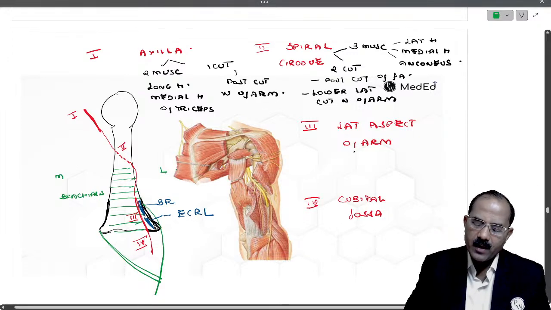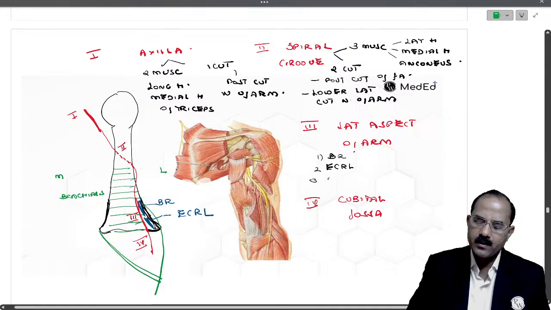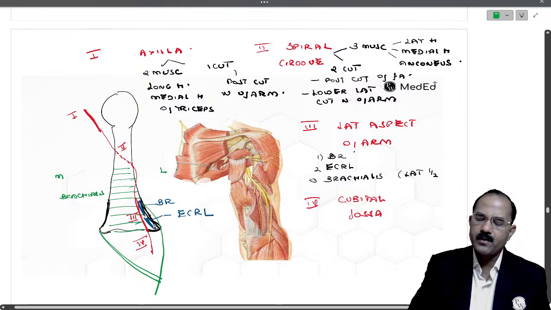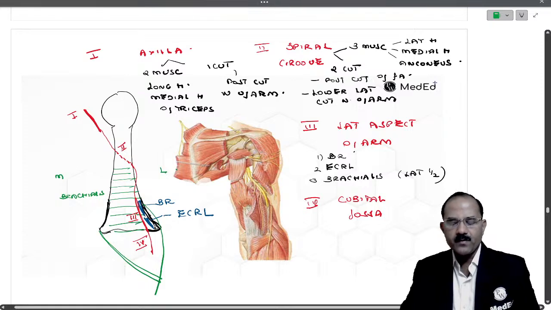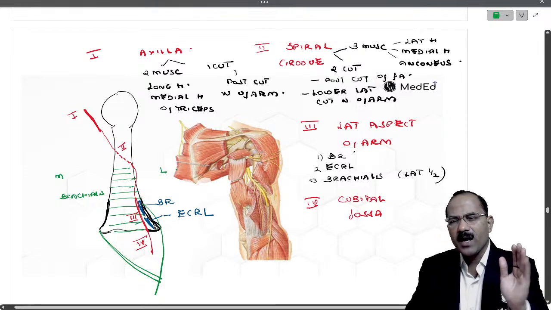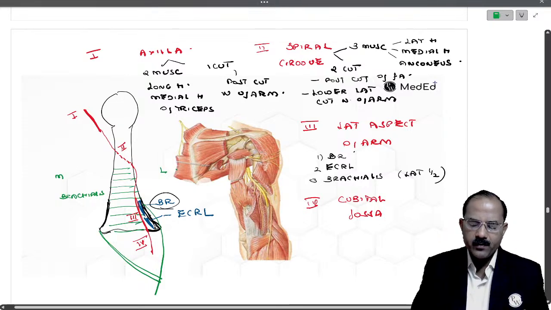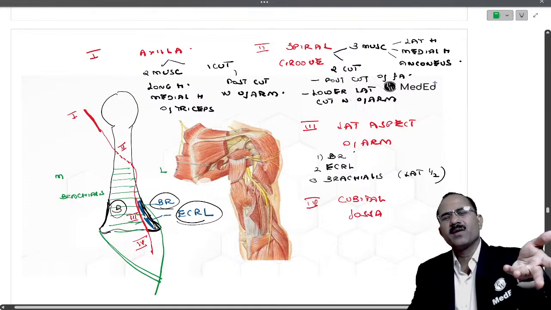On the lateral aspect of the arm, it supplies three muscles. One is the brachioradialis, the extensor carpi radialis longus, and third is brachialis, lateral half. See, the lateral aspect of the arm, it lies between what and what? It lies between the brachioradialis, ECRL, and the brachialis. So it supplies these three muscles.